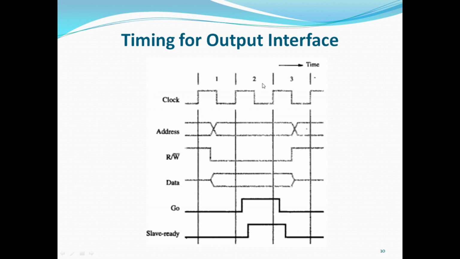These are clock cycles 1, 2, 3. Is it clear? This is the first clock cycle, this is the second clock cycle, and this is the third clock cycle. Again: the processor sends the data at the same time as the address in clock cycle 1. The timing logic sets G0 to 1 at the beginning of clock cycle 2, and the rising edge of the signal loads the output data into register data out.